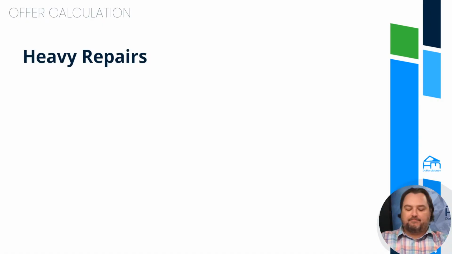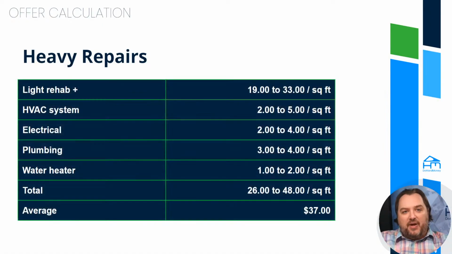Now, if the property needs heavy repairs, we've got the light rehab of $19 to $30, plus we've got like HVAC systems, electrical systems, plumbing, water heater. So from there, you're like $26 to $48 a square foot with an average of about $37 a square foot. Now, again, we're talking square feet of the property. If the property is 1,000 square feet, is the carpet exactly 1,000 square feet? No. How many square feet does the property have? Times that by the 37. If it's 1,000 square feet and I need heavy rehab, I'm going to plan on $37,000.